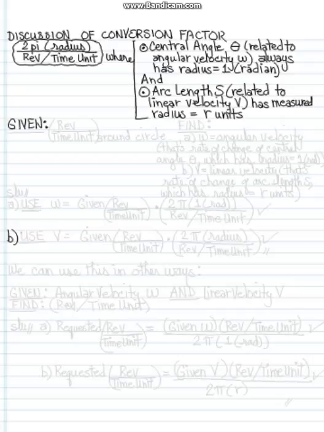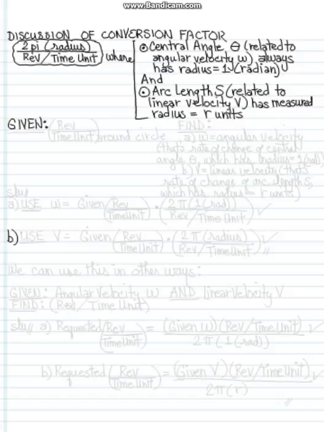The central angle theta, which is related to angular velocity omega, always has a radius equal to 1 (radians). The units are radians, but we don't usually write radians, so I put it in parentheses. And the other thing we want to keep in mind is the arc length of the circle. The arc length S, which is related to the linear velocity v, has a measured radius. So we actually measure the radius and it equals our units.